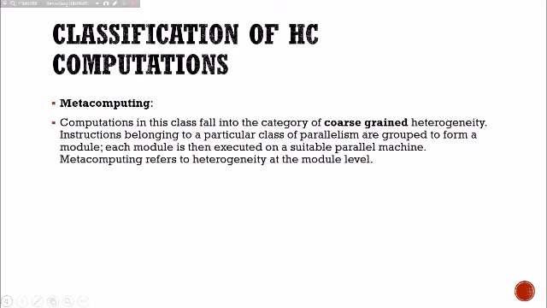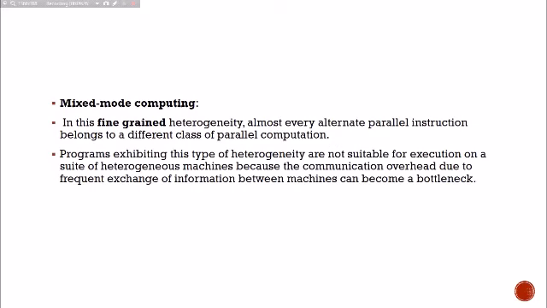So first we'll look at metacomputing. Computations in this class fall into the category of coarse grained. The instructions which belong to a particular class of parallelism are grouped to form a module, and these modules are executed on a suitable parallel machine. So metacomputing refers to such heterogeneity at the module level.